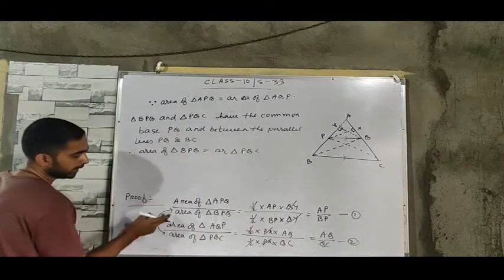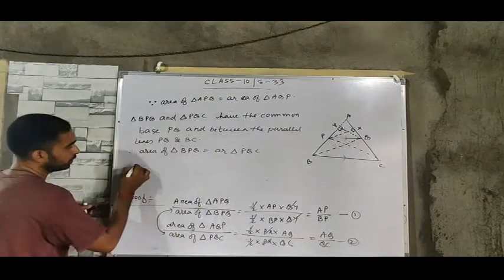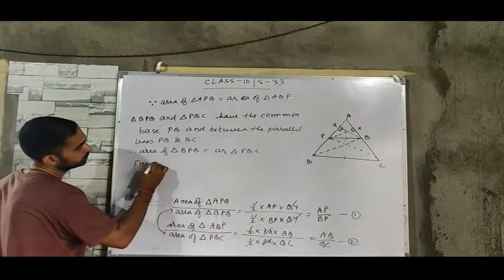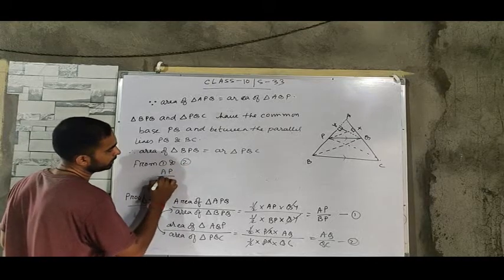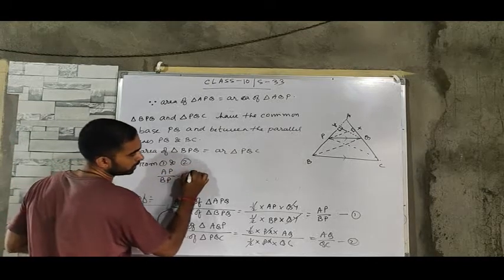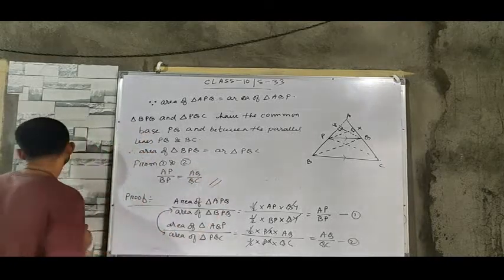Now see, their areas are equal, so these ratios are equal. So from 1 and 2, AP by BP equals AQ by QC. This is the proof of the theorem.